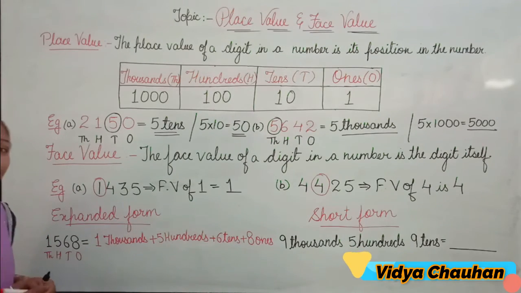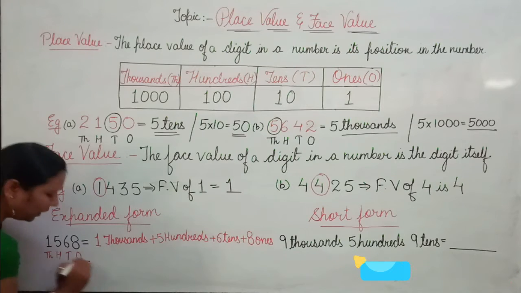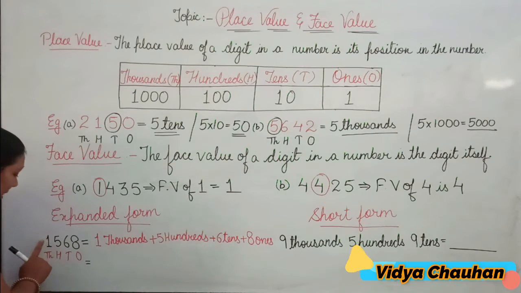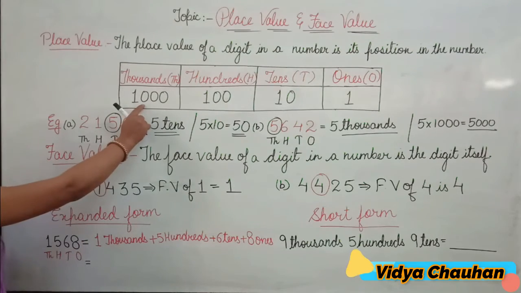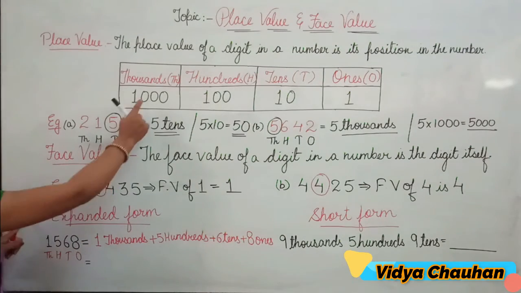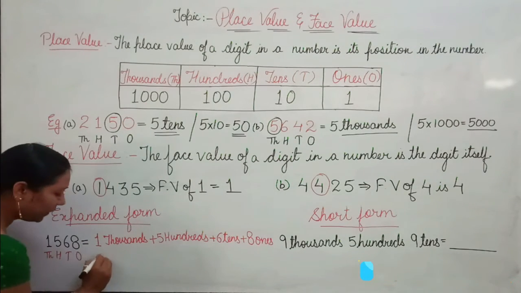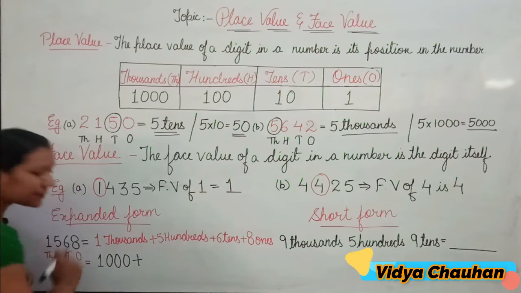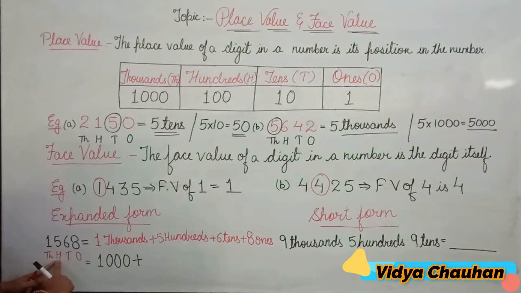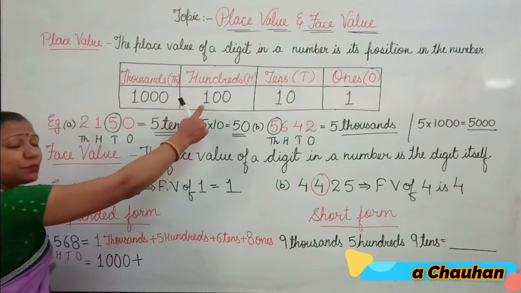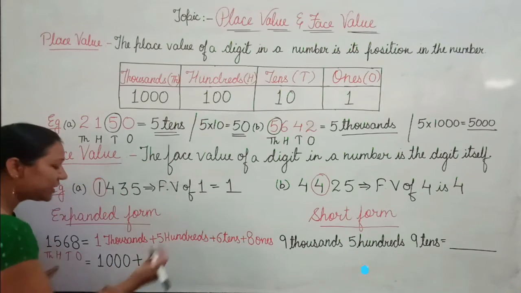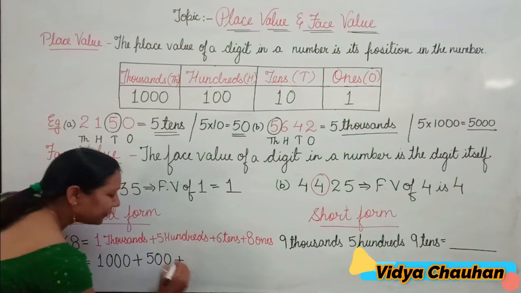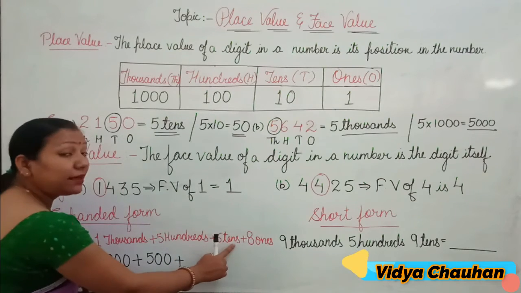Now as I told you, there are two different ways. The other method of writing the same number in its expanded form is to multiply 1 with 1000, because 1 is at the thousand place. So 1 into 1000, what will you get? 1000. Plus 5 is at hundreds place, so hundreds place means multiply by 100. What is 5 into 100? 500.